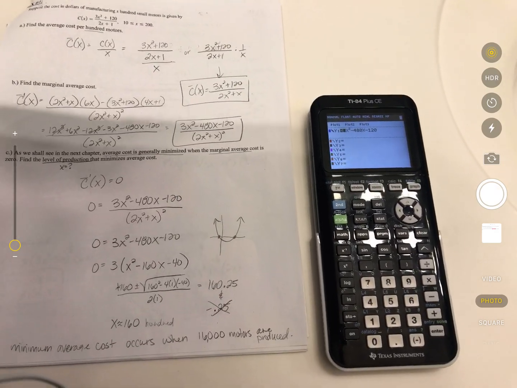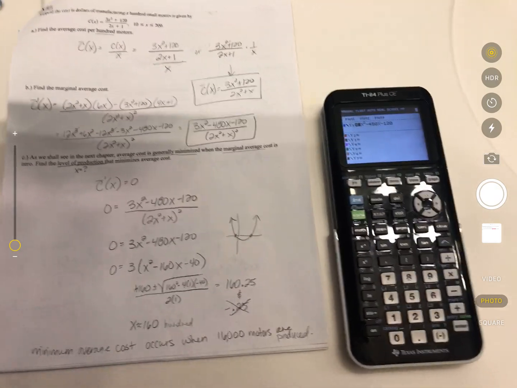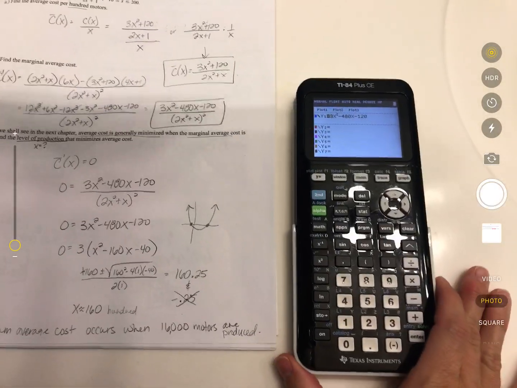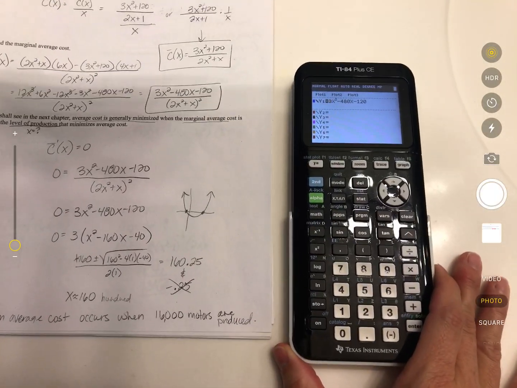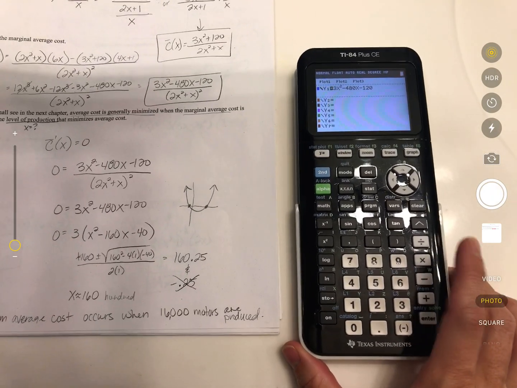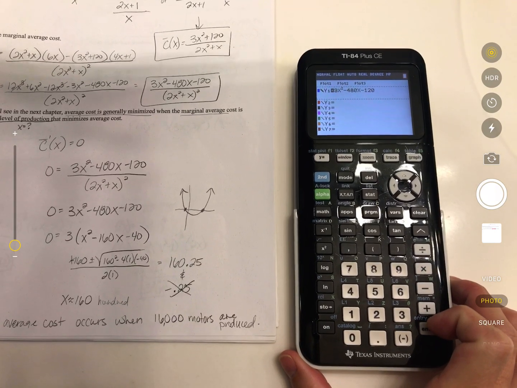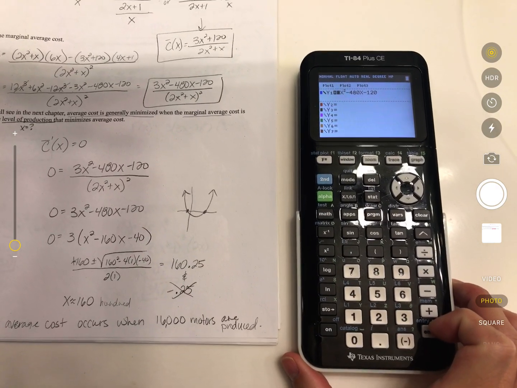Or for some of you that know how to use your calculator or are curious how to use your calculator, we can actually use our calculator to help us find the zeros or the solutions to this quadratic equation. If you notice, in my calculator I've entered my equation into my y equals. So pause the video and do that now.